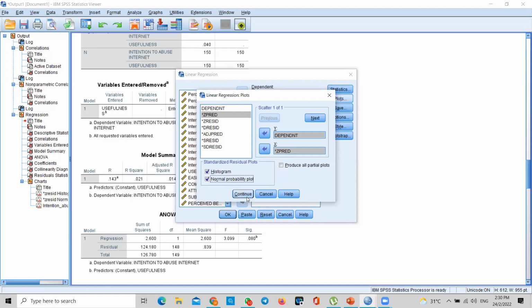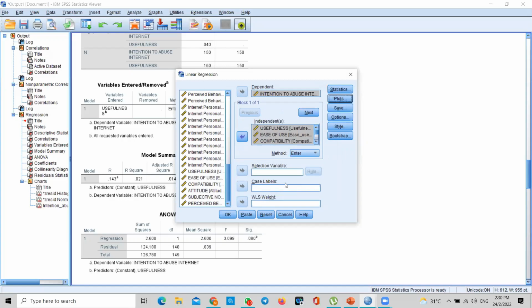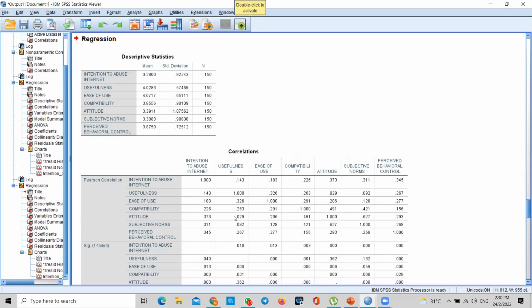Okay, so now click continue and then click OK. All right, you can see here when you run regression, it automatically runs correlation also, right? And if you look at the mean in this descriptive table, out of 5, 3.2 for intention to use is above normal, but it's still towards the agreeing side. Usefulness and ease of use are the highest in terms of ranking, more on the strongly agree side. Okay, that's how we do it.